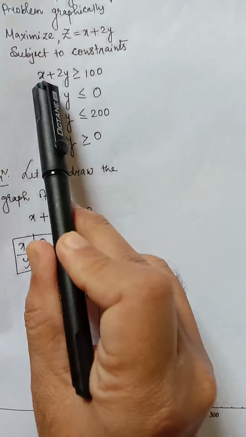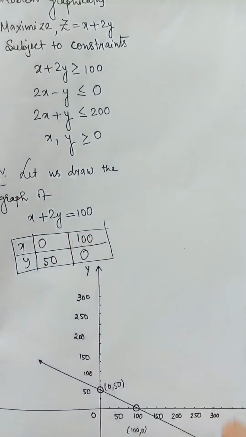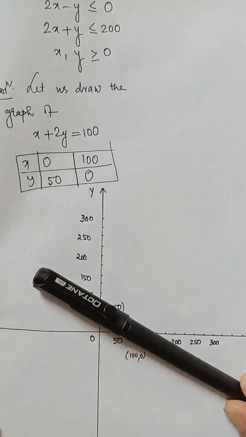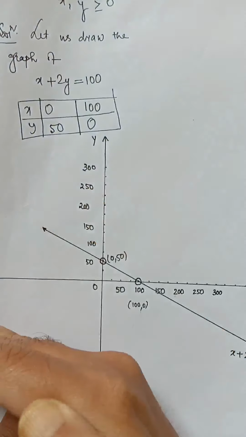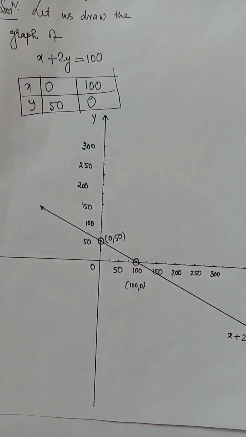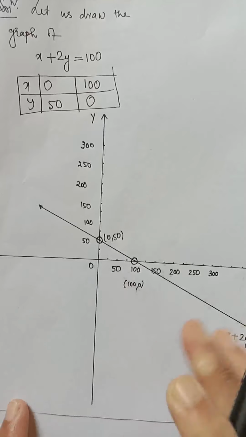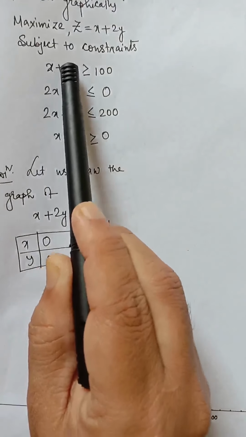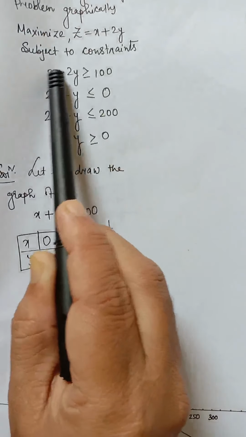You can see the inequation is x plus 2y greater than equal to 100. This is the graph of x plus 2y equal to 100, and this line divides the plane into two disjoint halves. This is the first half, this is the second half. Now take the point (0, 0), the origin, x equal to 0, y equal to 0. If we put x equal to 0 and y equal to 0 here, we get 0 more than 100. That is not true.